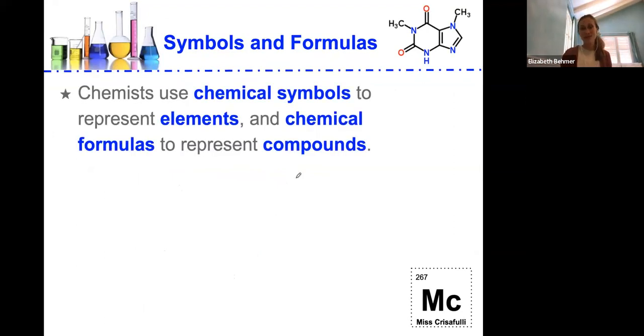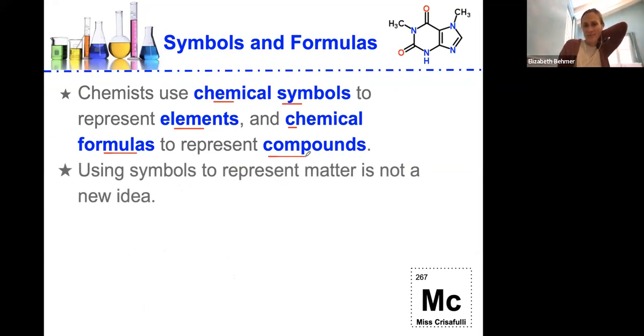Symbols and formulas. This is where chemistry is like another language to learn, which makes it fun. Chemists will use chemical symbols to represent the elements, and chemical formulas to represent compounds. And what do we mean by that? Let's talk about this.